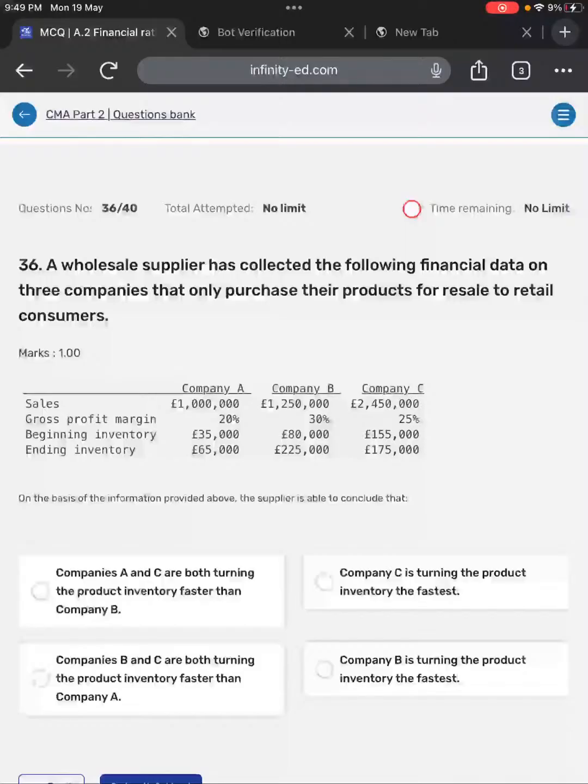In the given question, there are three companies. Okay, sales, three companies' sales given, gross profit margin, three companies given, beginning of inventory given, ending of inventory given. On the basis of this data, the company A and company C are both turning product inventory faster than company B. Okay.